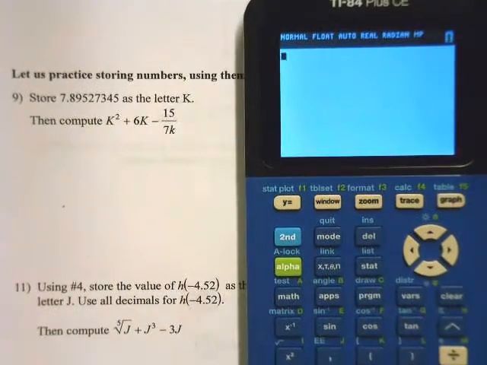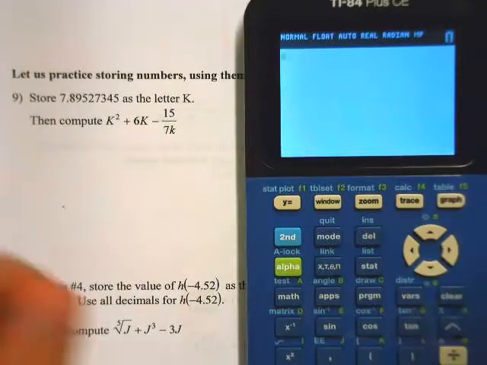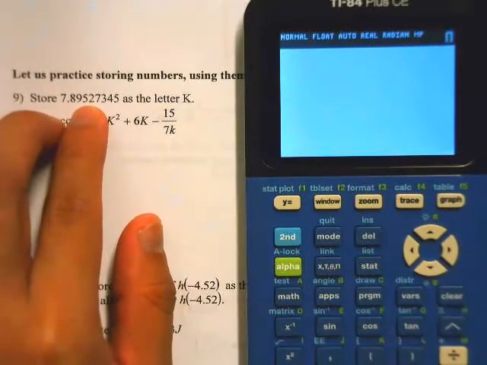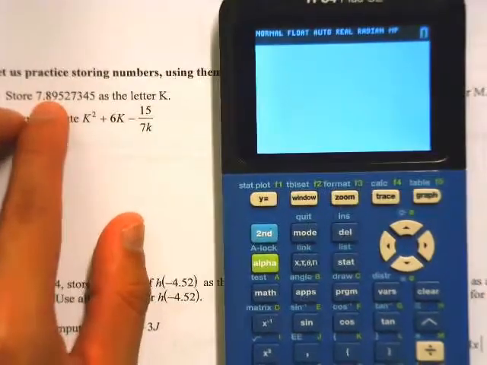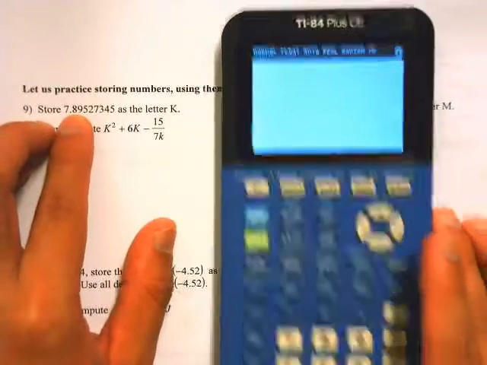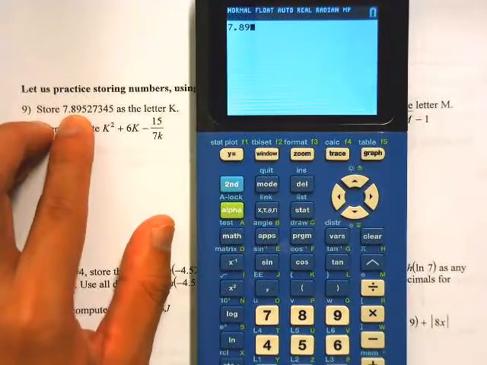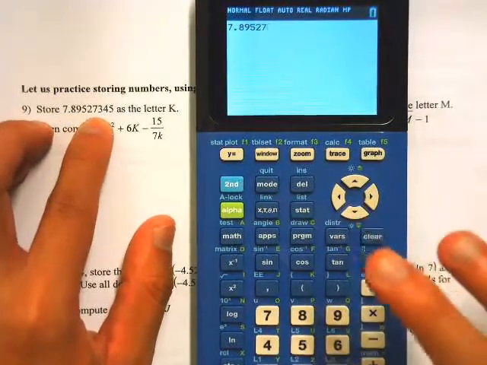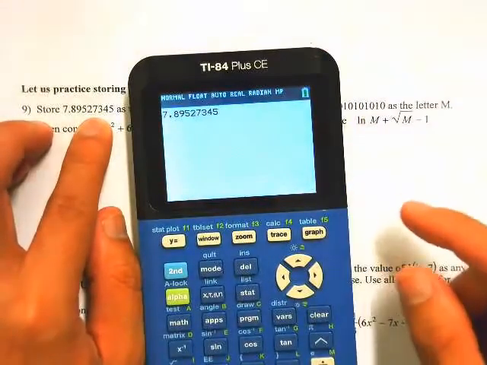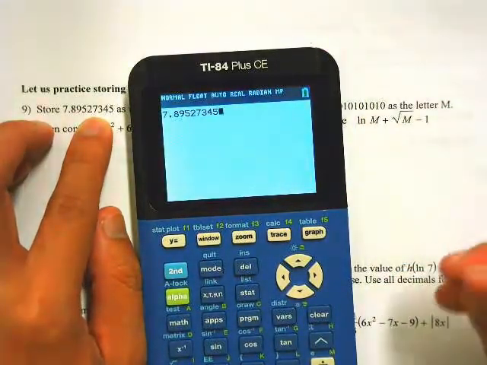Let's do some storing problems over here. Sometimes you have a lot of decimals, and the thing with a lot of decimals is you don't want to be rounding in the middle of your steps. You always want to keep all of the decimals, and then at the very end you want to round them. Okay, so say for example, you did your calculus, and then somewhere along the way you have this value for k, and then you're going to have to finalize it. So let's just go ahead and store that. To do this, let's go ahead and type this number 7.89527345. And let me just make sure everything matches. Okay.